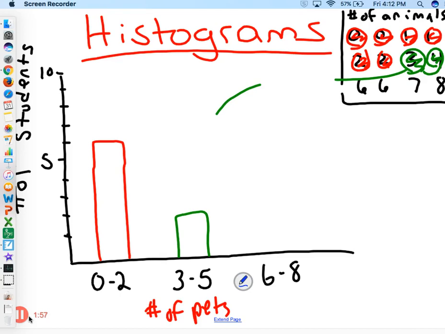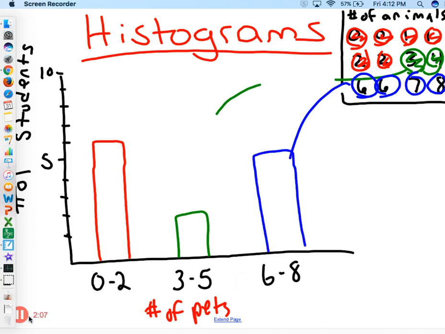And our last bin is a 6 to 8 bin. So I have 1, 2, 3, 4 numbers that fit into that bin. So I'm going to make my bar up to 4. So that's how you use a data set to create a histogram. Think about it like dropping it into bins.